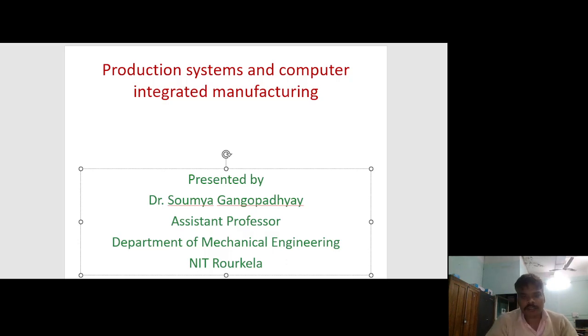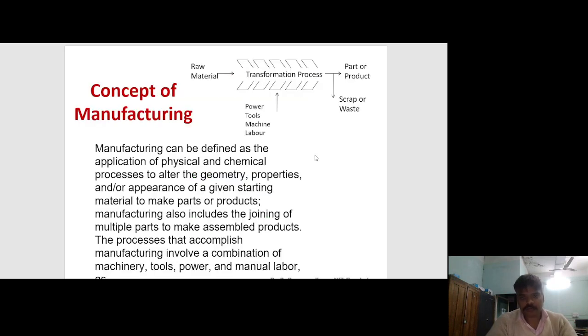Today I am going to cover the topic production system and computer integrated manufacturing. What is production system and what is computer integrated manufacturing? First, what is the concept of manufacturing?